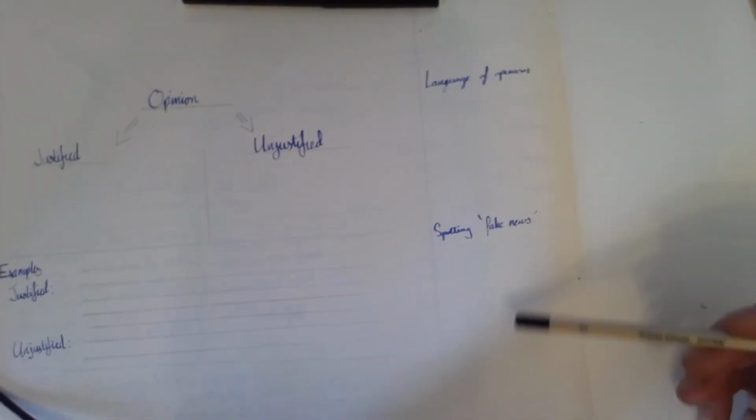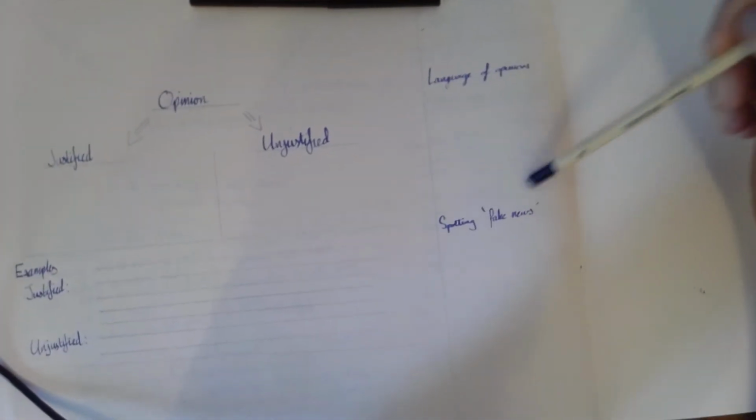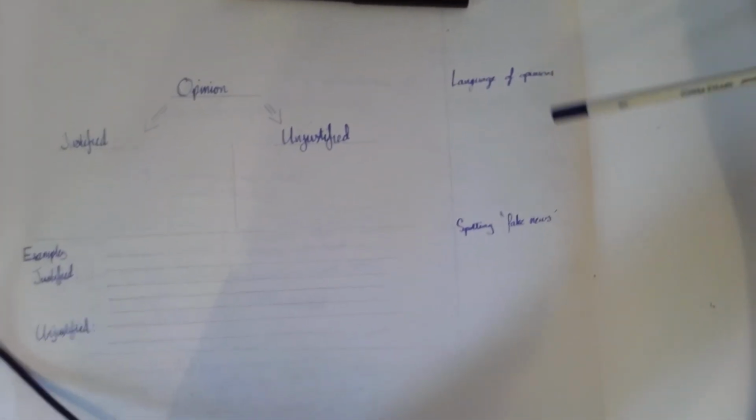You'll notice at the bottom I've left enough room here for my reflection, which we'll do in our reflective session in the afternoon. Okay, and remember to be filling in the thinking column as we go. Key things you spot about it, the language of opinion, opinionated language, and also top tips for spotting fake news.